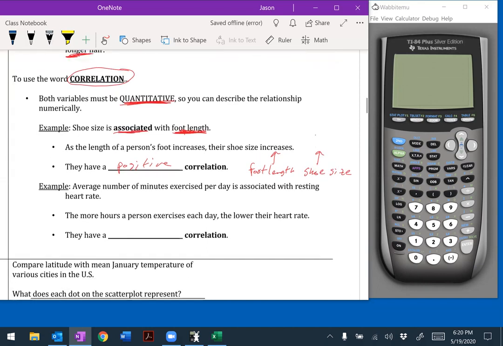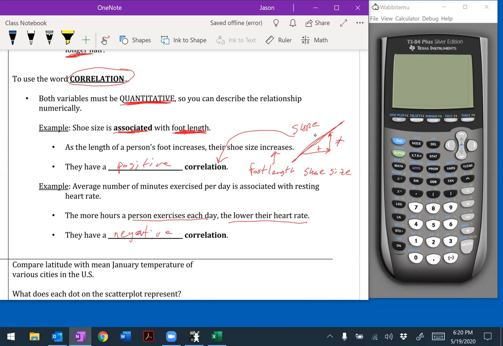Okay, the more hours a person exercises each day, the lower their heart rate. That is negative. Positive is a positive trend. As foot length goes up, shoe size goes up. Positive, positive. That gives me a positive slope. Okay, so the slope is going to be directly related to the correlation. Positive slope, positive correlation. The more hours a person exercises each day, the lower their heart rate. They have a negative correlation here.